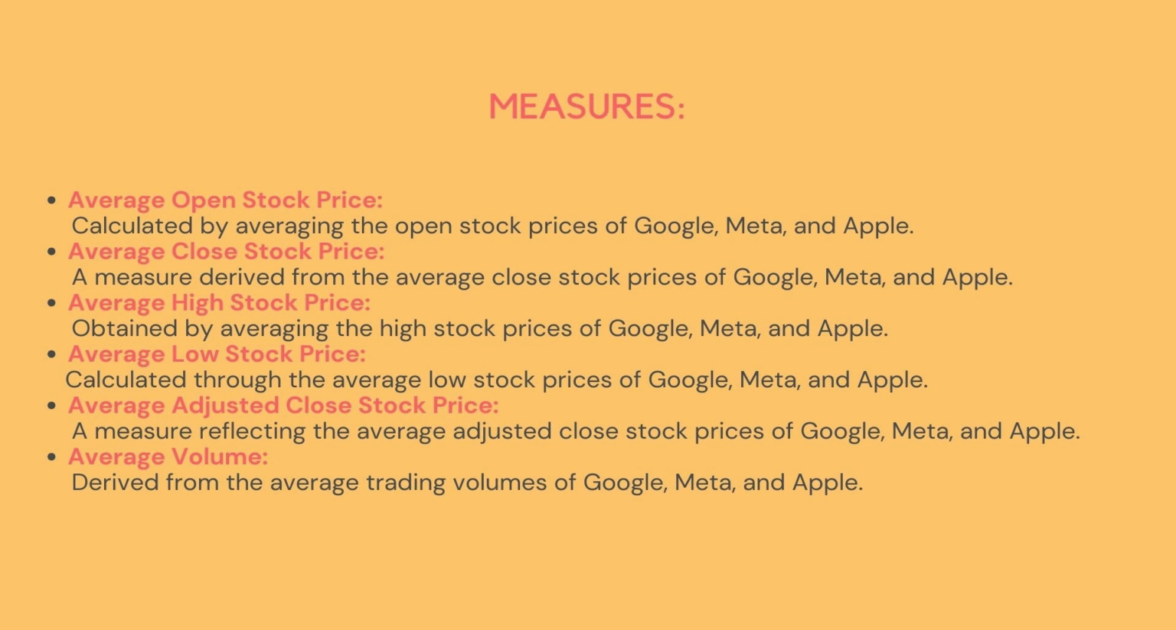And in the measures in terms of the KPIs, we're using different kinds of measures of open, close, high value. So first we define the average open stock value. In the average open stock value, we have to calculate the average of open stock prices of all of the three companies, Google, Meta, and Apple.